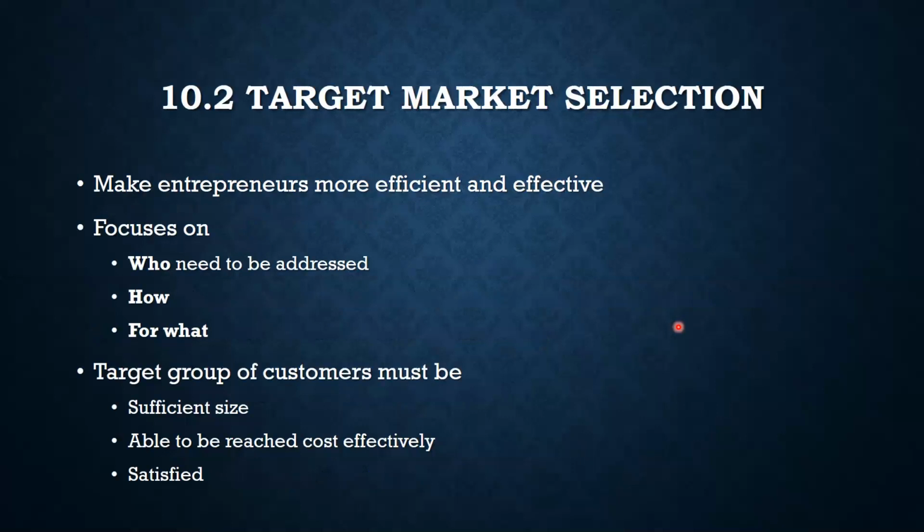The second section is the target market selection, which makes entrepreneurs more efficient and effective, because once they have selected their target market, it would be very easy for them to work for that specific target market. Once they are done with the target market selection, they focus on who they are addressing, like who needs to be addressed, how and for what purpose. This is how they are selecting their customer base.